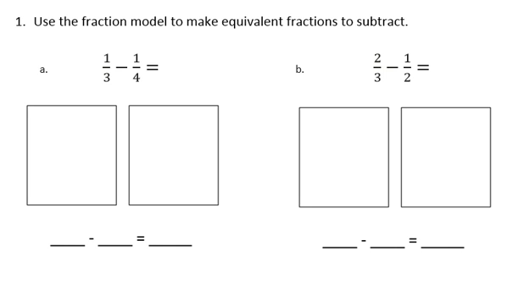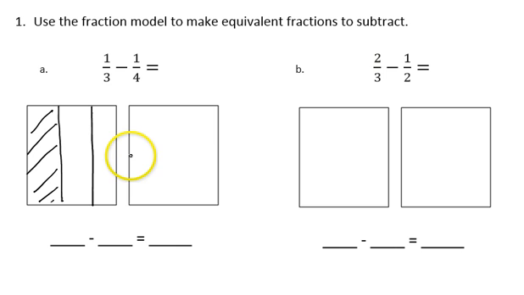We need to have a common denominator in order to do this subtraction. I'm going to start by showing my 1/3 on the first square, and I'm going to draw the 1/3 vertically. So I break my square into thirds, and I'm going to shade in 1/3. I'll show the 1/4 on the second square, but this square I'm going to break it apart horizontally. So I break it into fourths, and I shade 1/4.